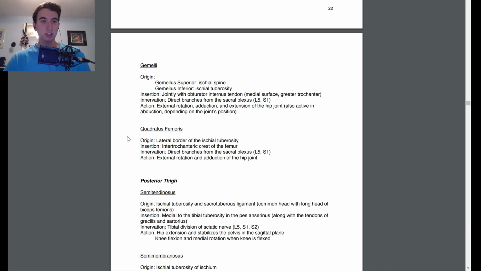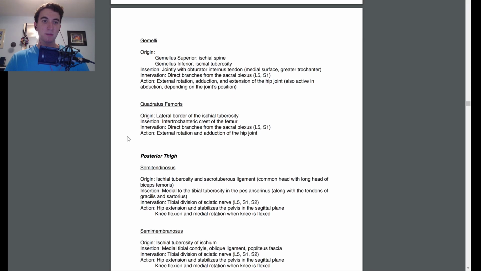It originates: the gemellus superior comes from the ischial spine, and the gemellus inferior comes from the ischial tuberosity. It inserts jointly with the obturator internus tendon, medial surface of the greater trochanter. Innervation is caused by the direct branches from the sacral plexus, L5 and S1. And the actions are external rotation, adduction, and extension of the hip joint. It's also active in abduction and the deepening of the joint's position.